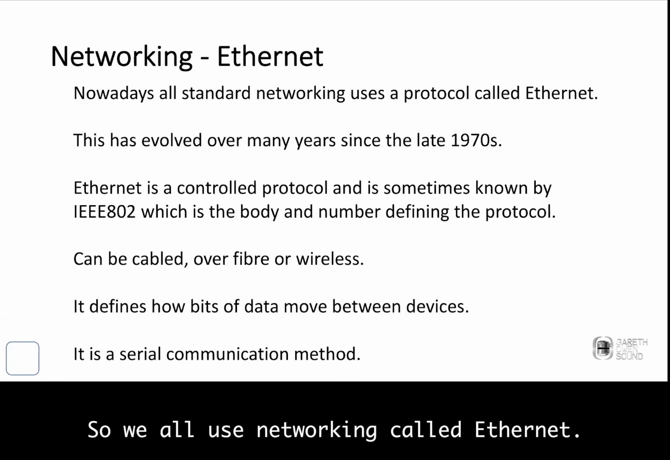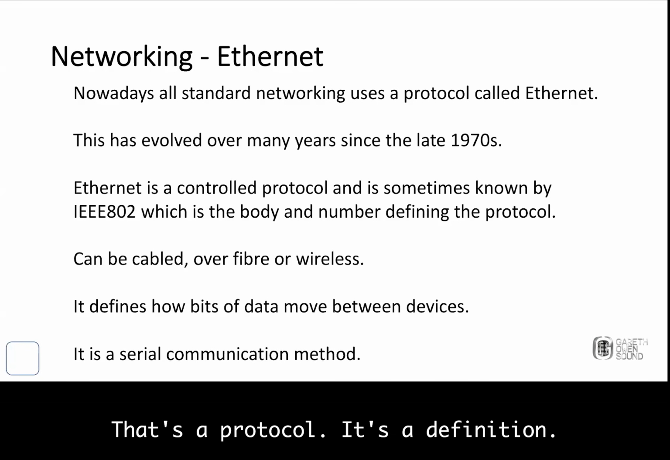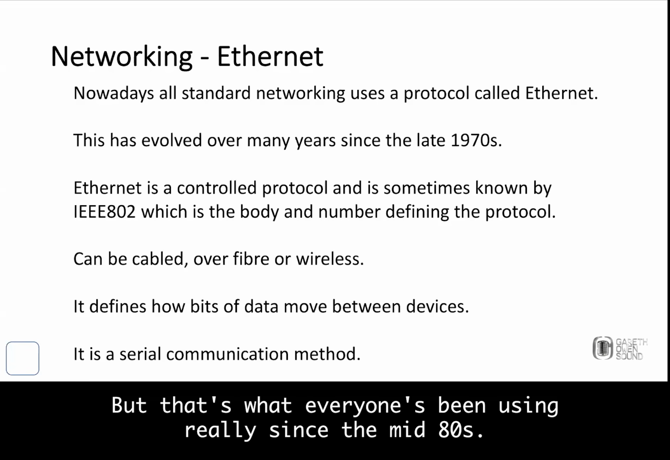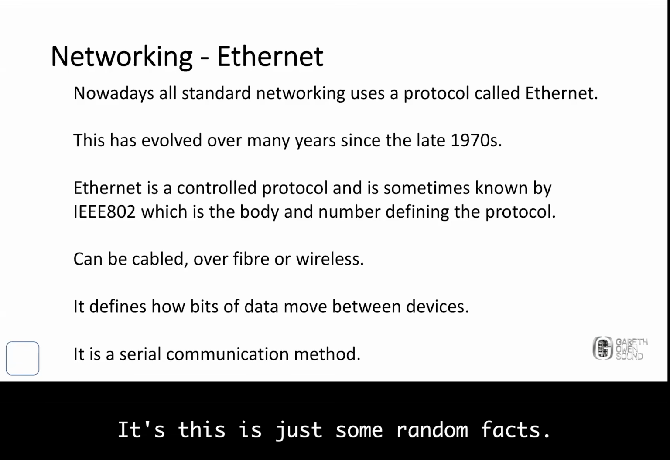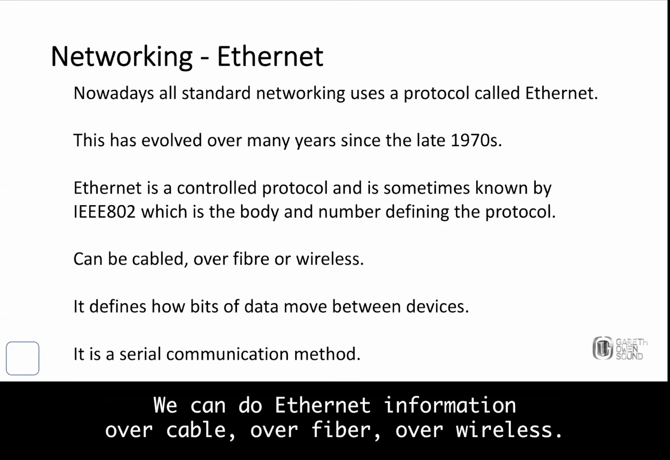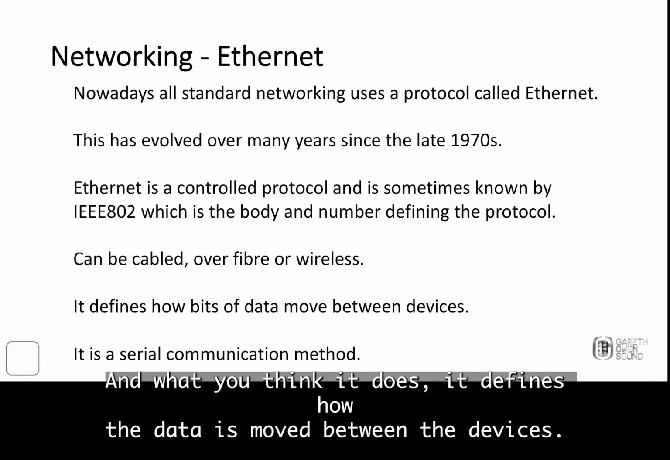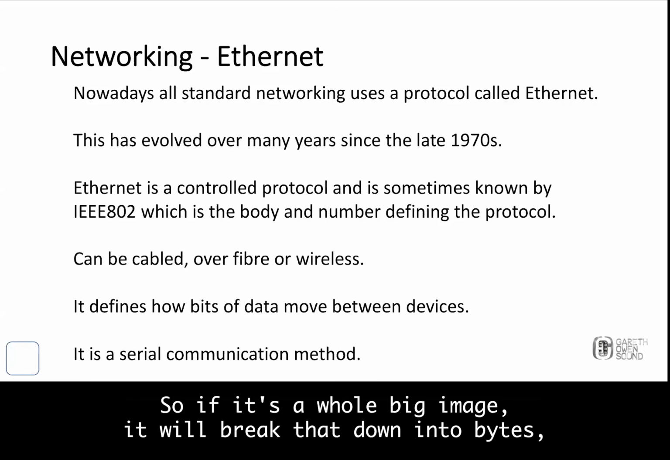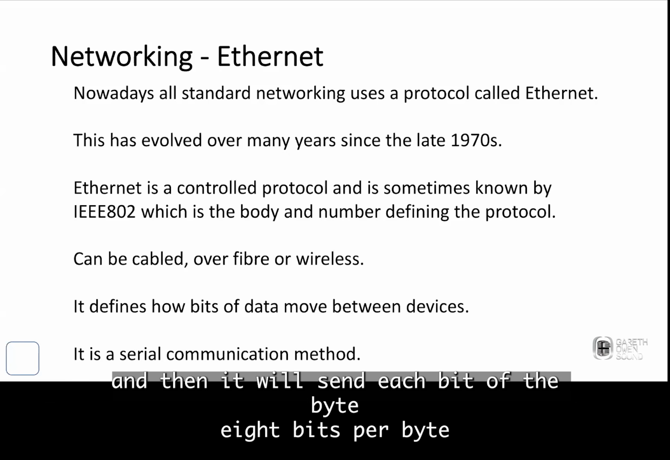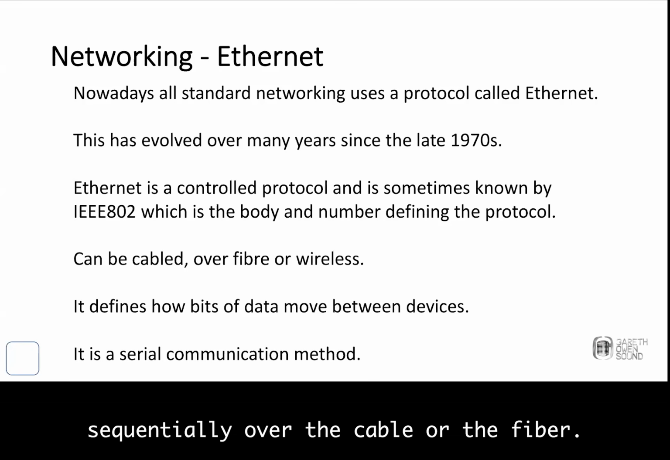All seems fairly straightforward. So we all use networking called Ethernet. That's a protocol, it's a definition. We don't choose facts about that, but that's what everyone's been using since the mid-80s. This is just some random facts. We can do Ethernet over cable, over fiber, over wireless. What Ethernet does is define how the data is moved between the devices. And the last fact, for the more geeky, is it sends 1 bit at a time. So if it's a whole big image, it will break that down into bytes, and then send each bit of the byte, 8 bits per byte, sequentially over the cable or the fiber.